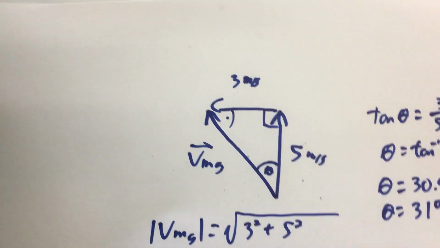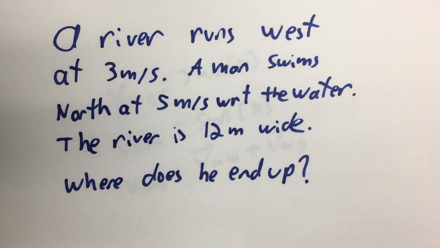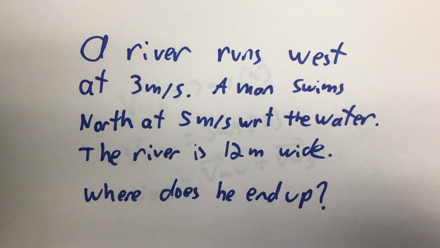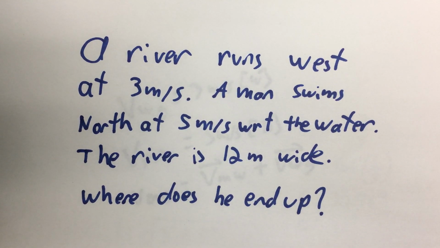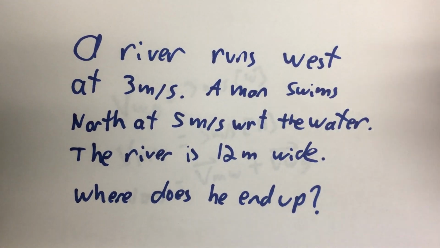Okay, so now to answer our questions. So that was the resulting velocity. Where does he end up? Well, as it turns out, we didn't actually need to find that resultant vector. I just wanted to show my physics students how to do that. That's why I threw that in here.